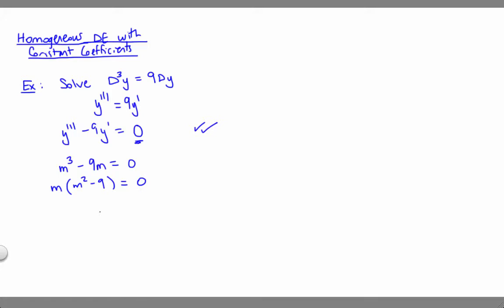And what we would like to do is get this fully factored. So now this m squared minus 9, that's a difference of squares, and that will factor as m minus 3 times m plus 3.